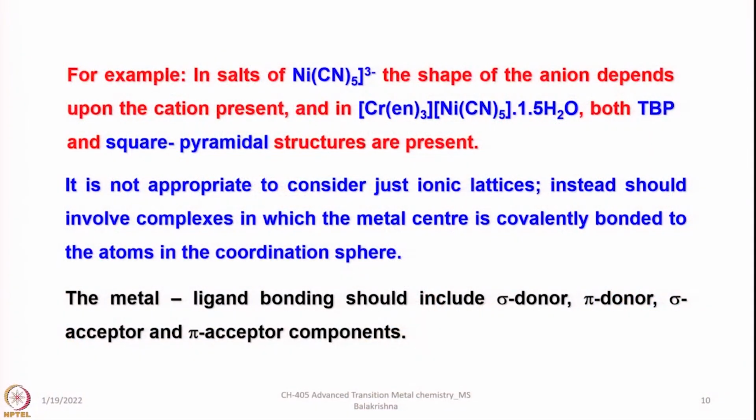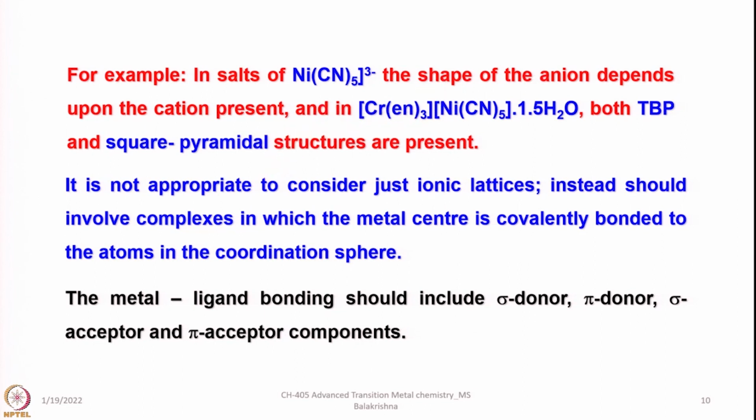If you consider the pentacyanonickelate anion where nickel is in +2 state, the shape of the anion depends upon the cation present. So, when the coordination number is 5 in this case, you can anticipate trigonal bipyramidal geometry, or it can also have square pyramidal geometry. However, the geometry adopted by this anion depends on the type of cation we have with it. Similarly, in the case of tris(ethylenediamine)chromium as the counter cation, chromium is in +3 state, and nickel is in +2 state, it is a trianion. So, this one can exhibit both TBP and square pyramidal geometries. This particular combination of cation and anion can exhibit both.